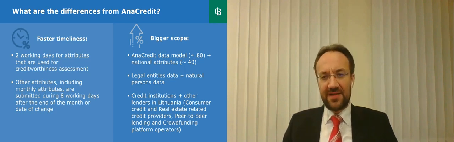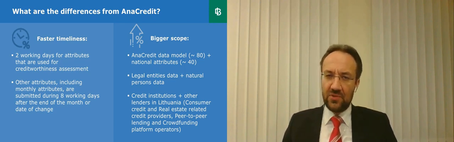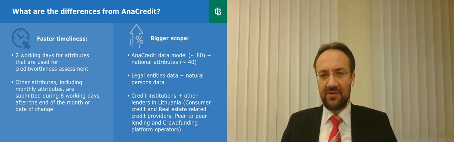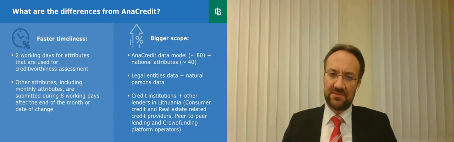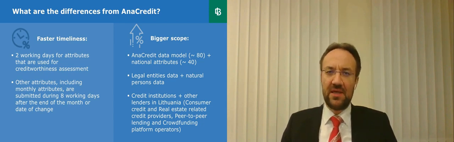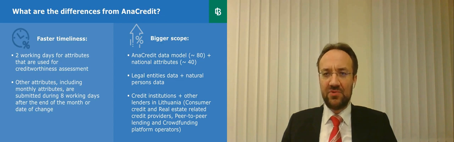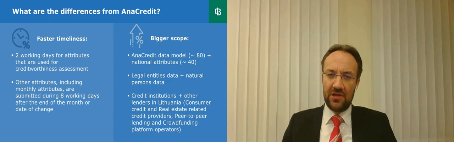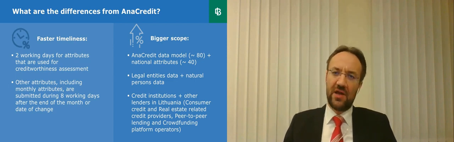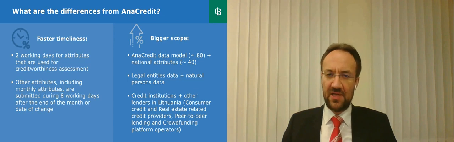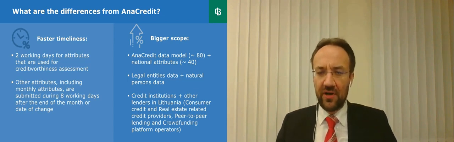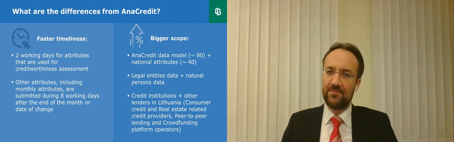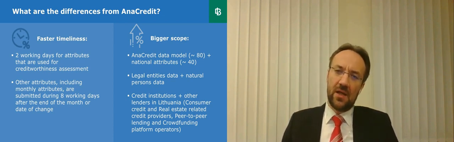Another big difference from AnaCredit is that we do have a larger, bigger scope in our credit register in many terms. So for example, we introduced about 40 additional attributes that are used for many purposes. For example, we collect data on loan-to-value ratios. We collect data on debt service to income ratios. And this is data that's useful for financial stability assessment or for macroprudential policy purposes. We collect data on loans.